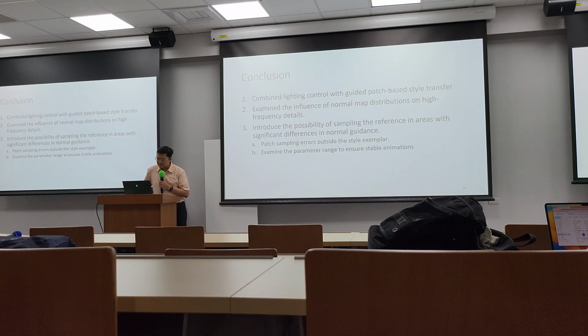Yeah, so the conclusion is we combine the lighting control with guided patch-based style transfer and examine the influence of the normal map distribution on high frequency details, such as material representation, which is crucial because material is crucial for artists to create many styles. And the method introduces the possibility of sampling in the reference in areas with significant difference in normal guidance. And we need to carefully examine the parameters to ensure stable animation.